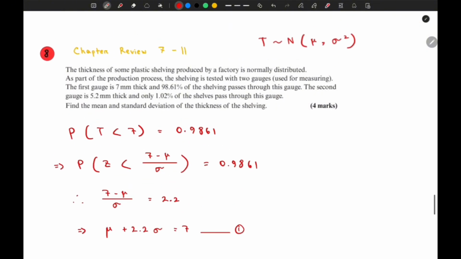Now let's use the second information: the second gauge is 5.2 millimeters thick and only 1.02% of the shelves pass through this gauge. So shelves which are less than 5.2 millimeters thick can pass through this gauge, and 1.02% of the shelves are less than 5.2 millimeters thick.